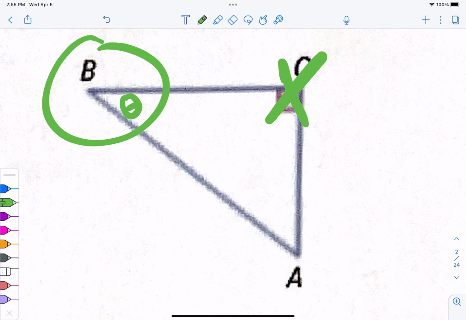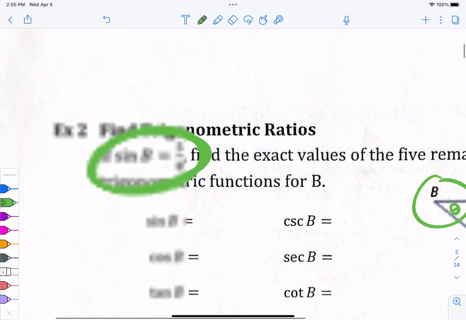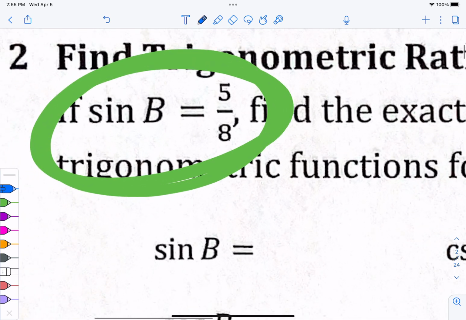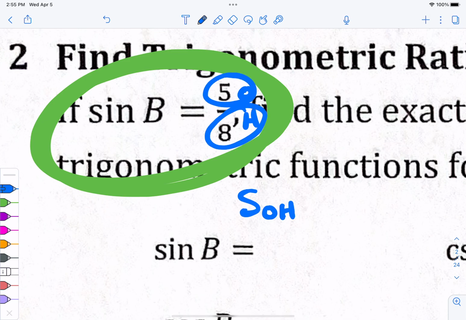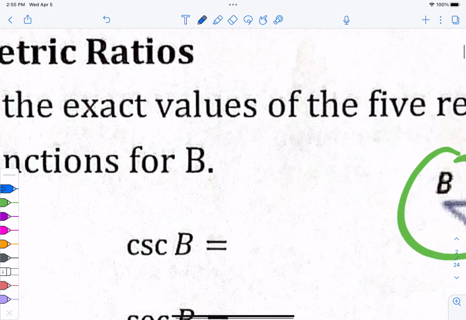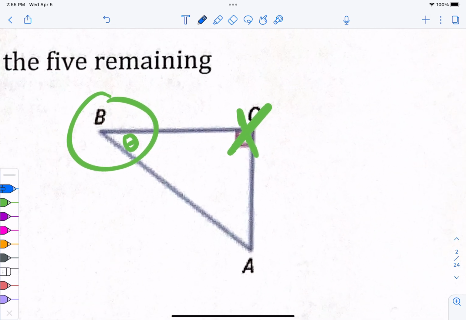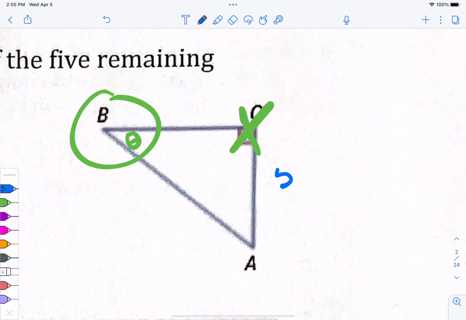Okay? Now, it says sine of B is 5 over 8. What over what is sine? O over H, right? Sine is SOH. So that means the opposite side is 5. The hypotenuse side is 8. Which side is the opposite side? The up and down one. This one's 5 right here, right? That's the opposite side, okay? The hypotenuse side is 8. Which one's that one? The long one. H is over here, and that is 8. And that's all they give me.